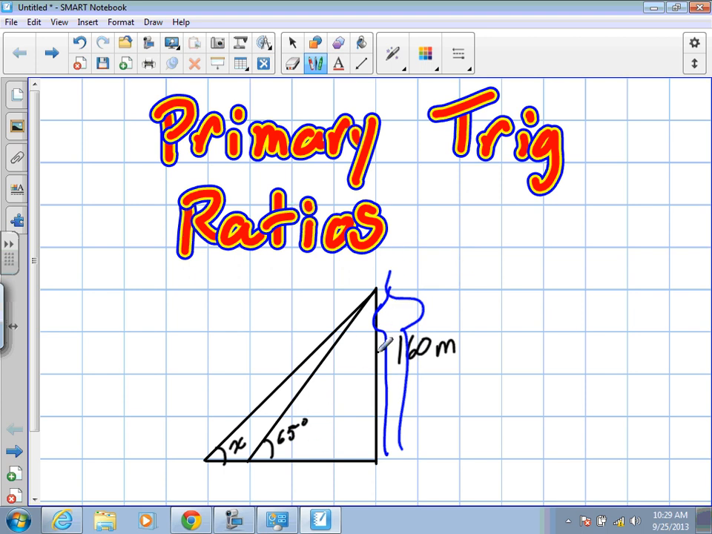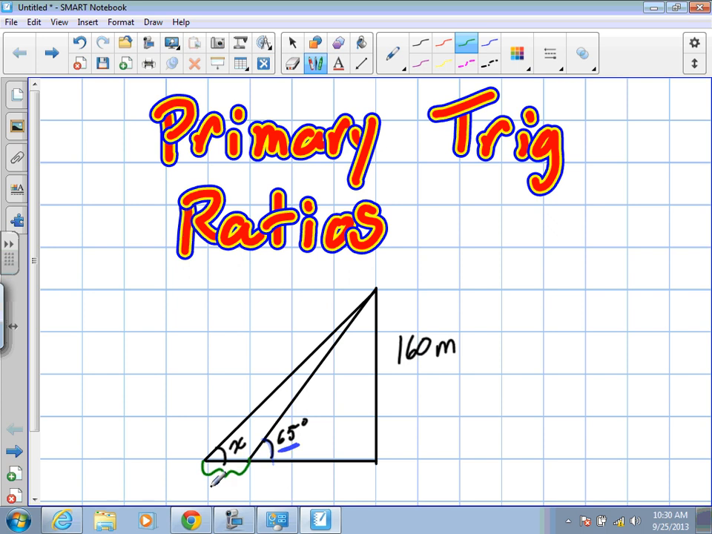Okay, so the idea is this tower is 160 meters tall. That's pretty tall. We're going to say Justin is of some unknown distance from the tower, and he measures the angle of elevation to be 65 degrees. He then walks 20 meters farther and measures a new angle of elevation. What we're to do is figure out what his new angle of elevation is.